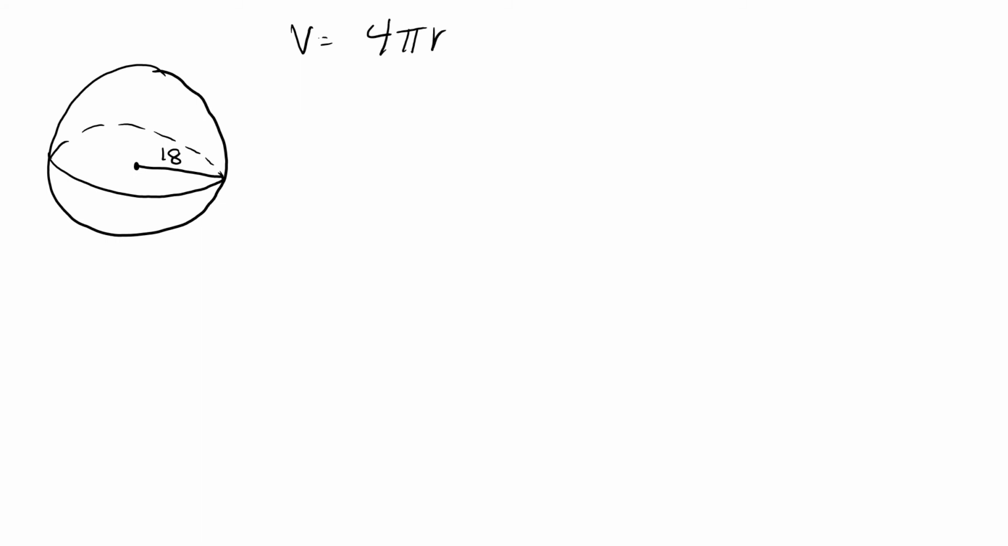For our last problem, we have a sphere. Our sphere has a radius of 18. We use our formula, 4 pi r to the third power divided by 3. We plug in our radius of 18. We solve our exponents first, so 18 to the third power gives us 5832.